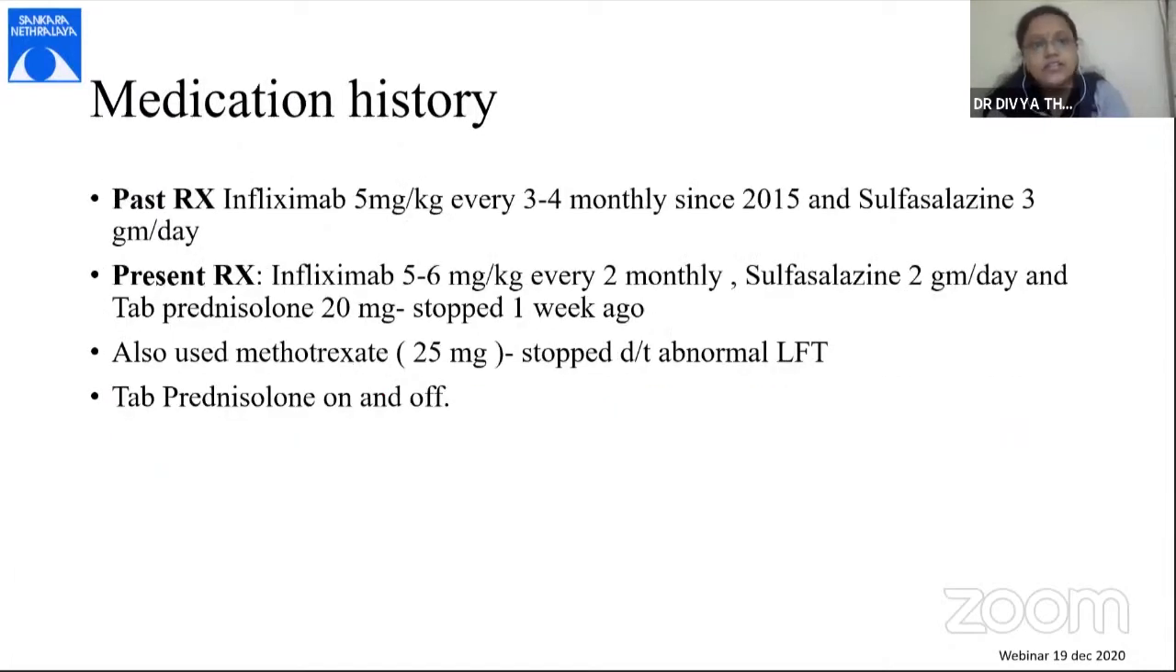His medication history: in the past, he was using infliximab 5 milligrams per kg every 3 to 4 months since 2015 and sulfasalazine 3 grams per day. After the onset of ocular symptoms, he was shifted to infliximab 5 to 6 milligrams per kg every 2 monthly, sulfasalazine 2 grams per day, and tablet prednisolone 20 milligrams, which he had stopped 1 week before presenting to us. He has also used methotrexate in the past, which was stopped due to abnormal liver function test, and he's been using prednisolone on and off.